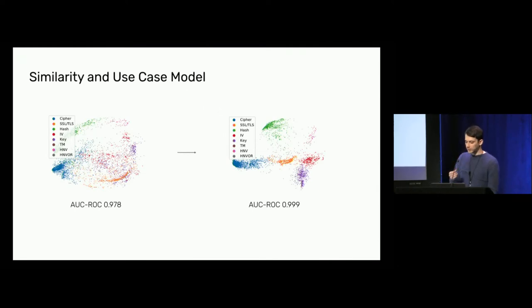So here on the left side, you can now see the results of the similarity model. It shows all crypto API patterns we extracted from Stack Overflow, highlighted by the use case. Each point relates to a pattern. For several use cases, you can already see that the similarity model creates dense clusters, for instance, the cipher cluster in blue or the TLS cluster in orange. But it creates sparse clusters for some of the other use cases, for instance, for key generation or IVs. As you can see on the right, the use case model is able to correct this. It moves patterns closer together that belong to the same use case, but that are not necessarily very similar.